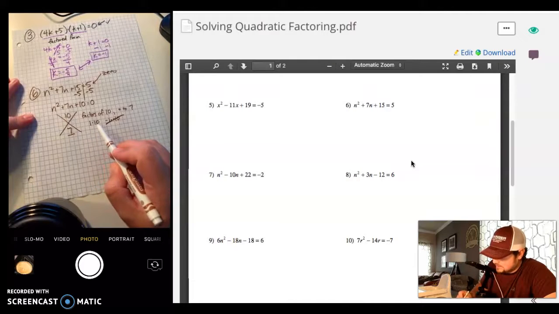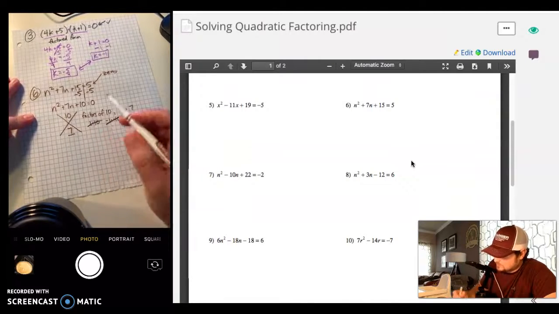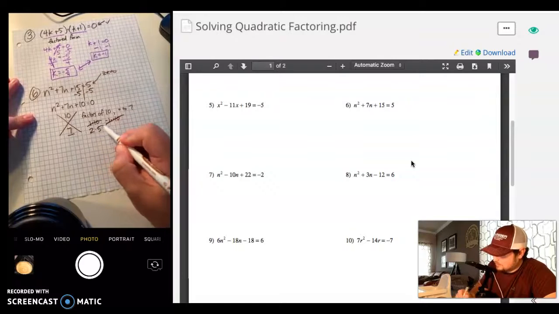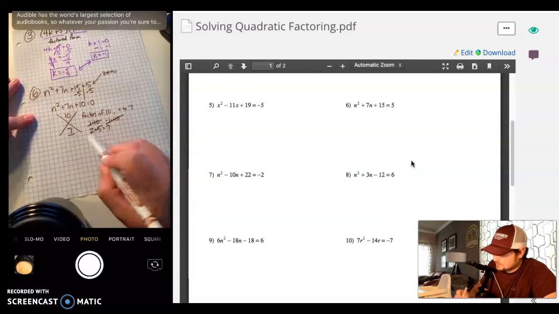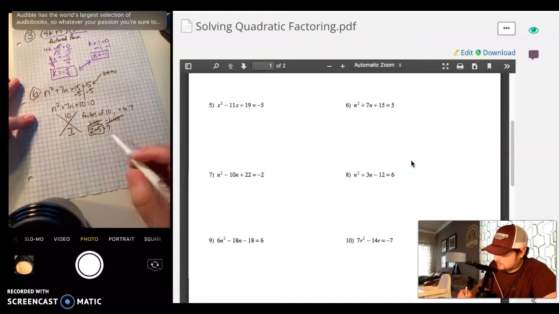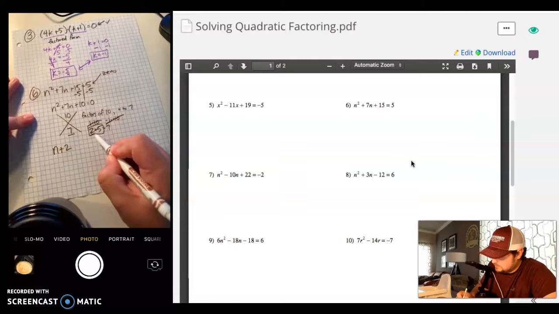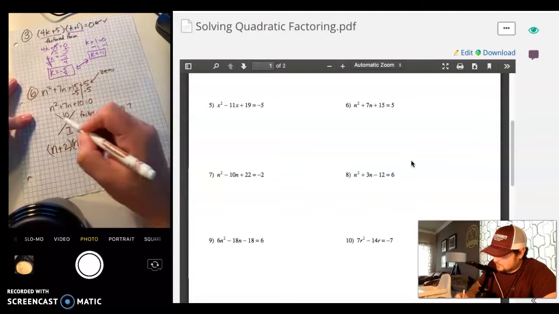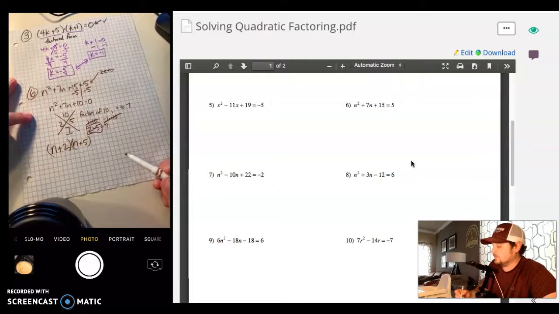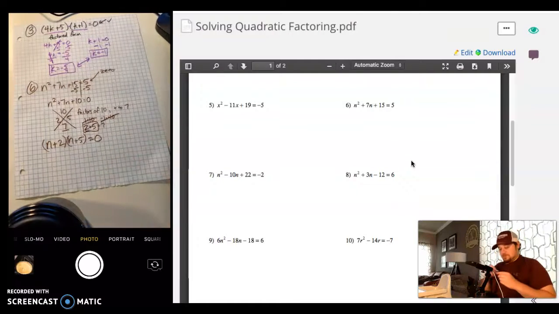1 times 10 is 10, but 1 plus 10 is not 7, so that's not it. What are some other numbers? Maybe 2 and 5. 2 times 5 is 10, and 2 plus 5 is 7. So this is the right answer right here. So my two factors are going to be n plus 2 and n plus 5. You can put the 2 and the 5 here if you want as well.